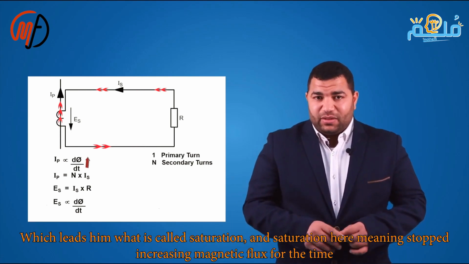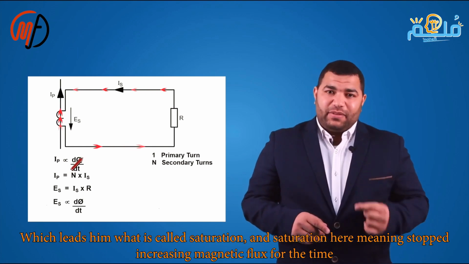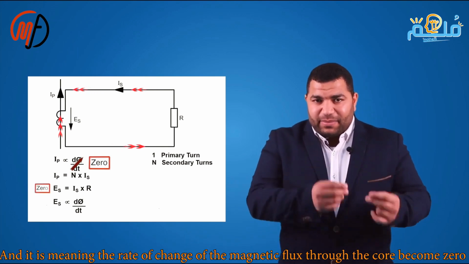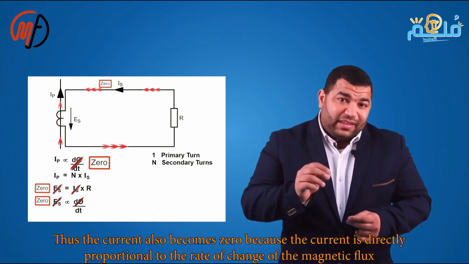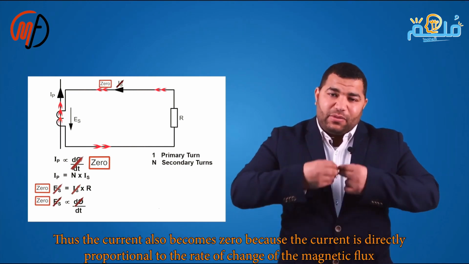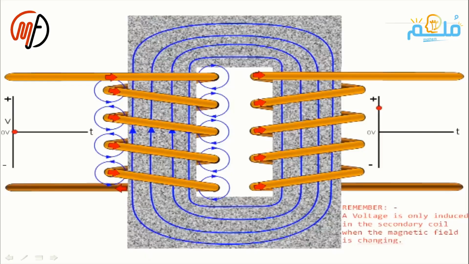The iron core is like a road with many cars, having a certain capacity. If cars exceed this capacity, traffic halts. This means that the rate of change of the flux with respect to time has become zero. Since the current is directly proportional to the rate of change of the flux with respect to time, if the rate of change becomes zero, then the current will also theoretically become zero.